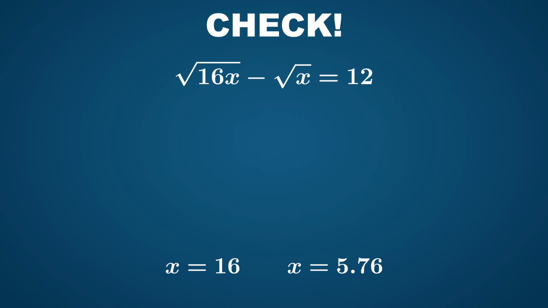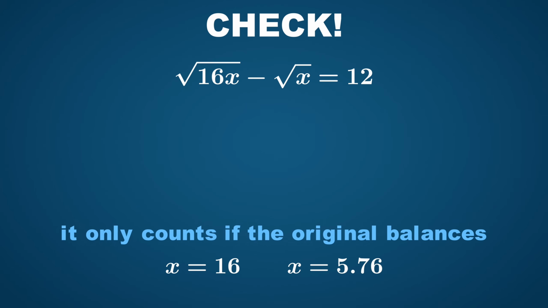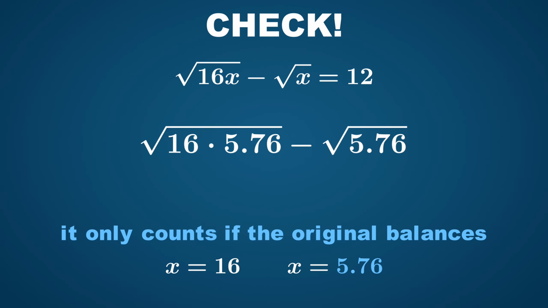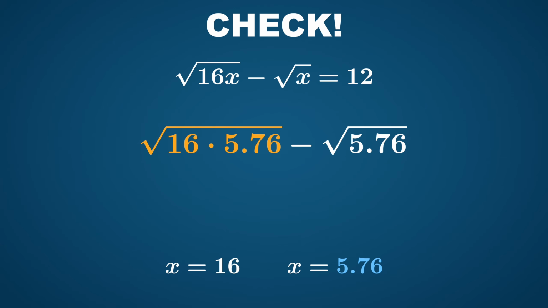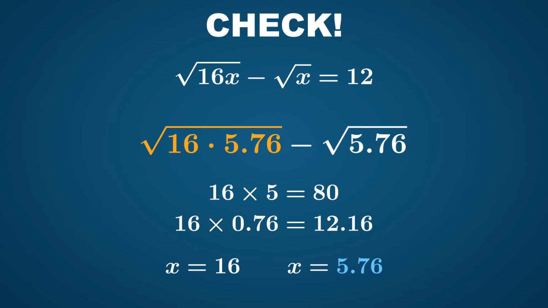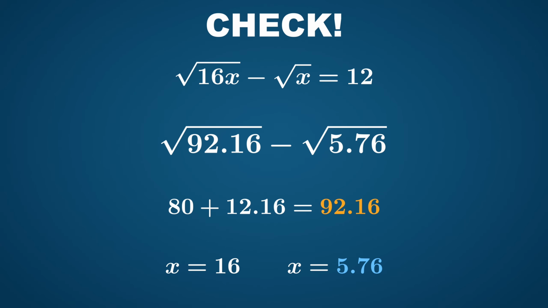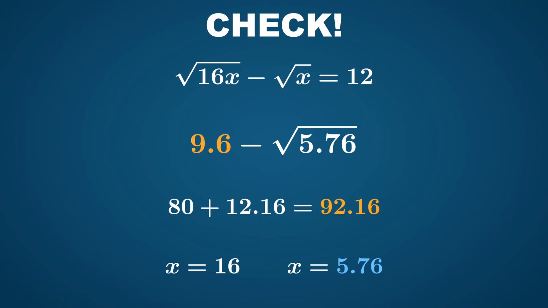We now test each candidate in the original equation. A candidate counts only if the original equation balances. We start with x equals 5.76 in both radicals. Under the first radical we need 16 times 5.76. 16 times 5 is 80, and 16 times 0.76 is 12.16. Adding those, the first radical holds 92.16 inside. The square root of 92.16 is 9.6, since 9.6 squared is 92.16. That is because 96 times 96 is 9,216, with the decimal shifted.